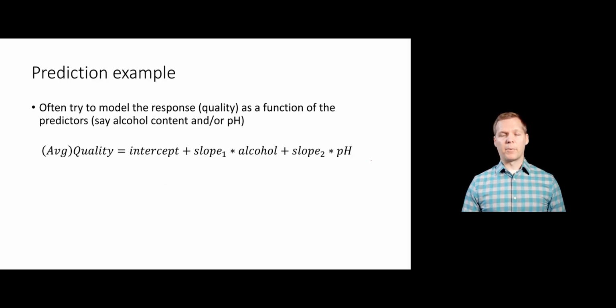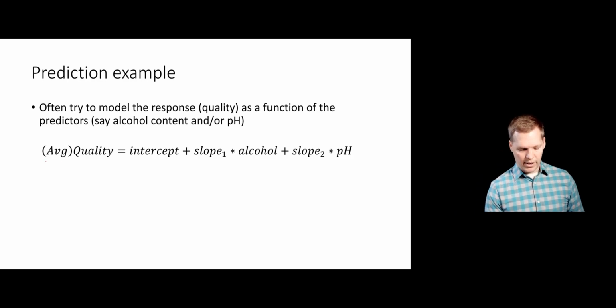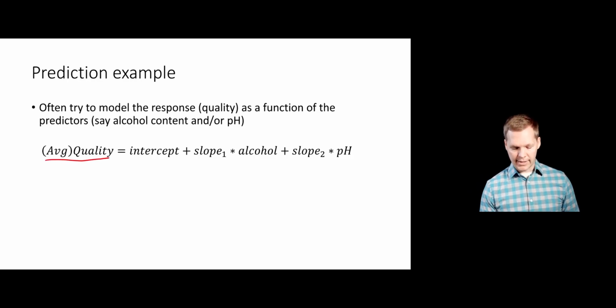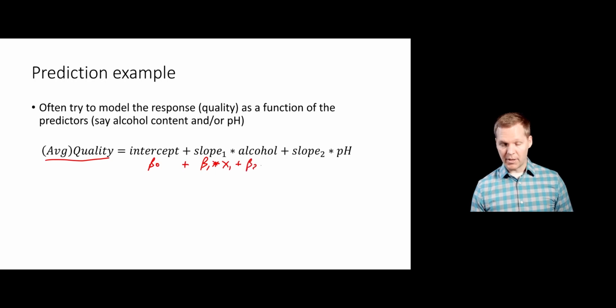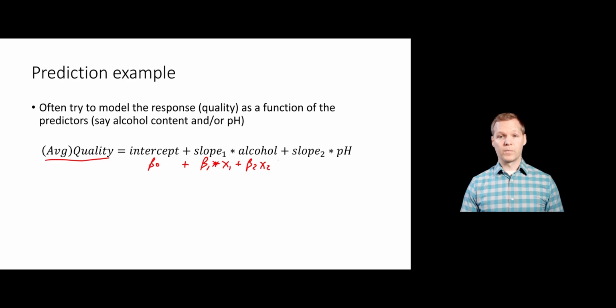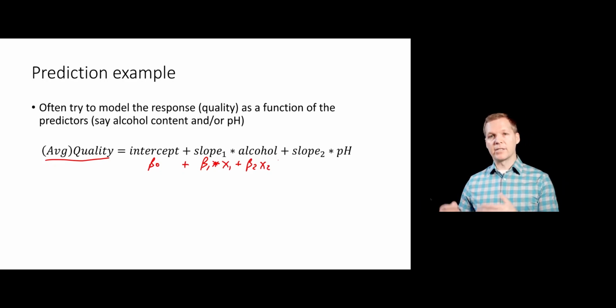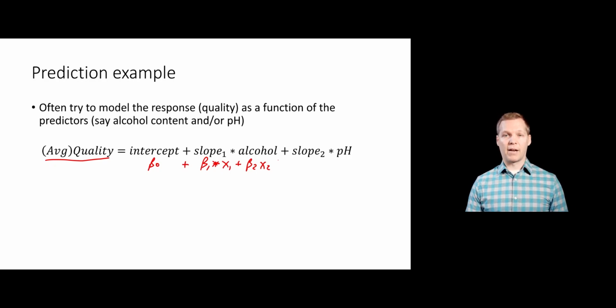So here's a very basic model that we might use to predict our average quality. We predict our average quality as a function of an intercept, which you might label as beta naught, plus a slope, which you might label as beta 1, times our alcohol variable, which you might call x1, plus a slope 2, so that might be beta 2, times a pH variable, which you might call x2. So we're just using our predictor variables in some form of a model to predict our average quality here.